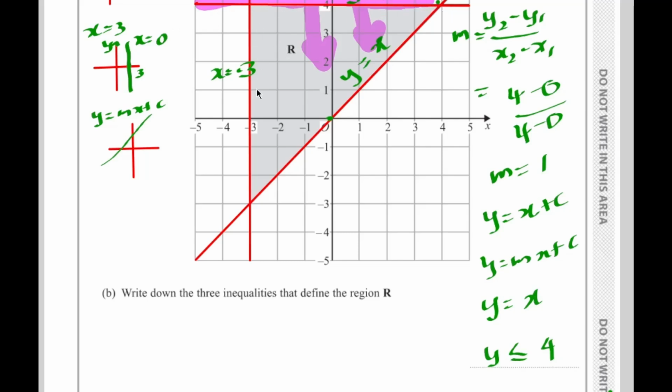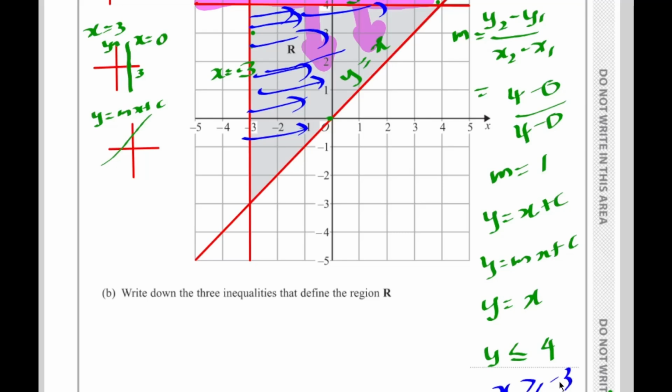Now, being on this line, to represent this inequality, again I have to go to this side here, not to this side. Then I can write x should be, when moving to this side, what is happening? X values are getting bigger and bigger, right? Therefore, x is greater than or equals -3.